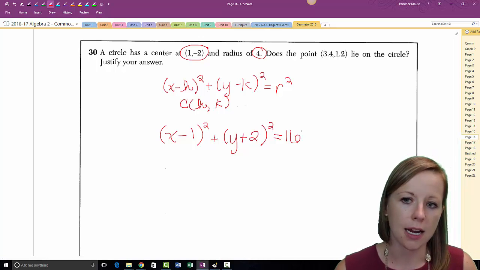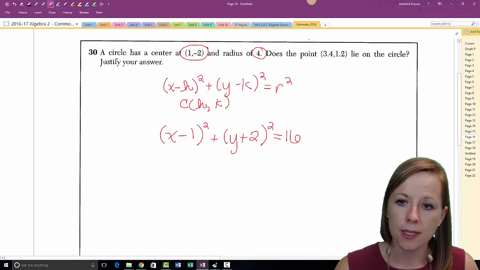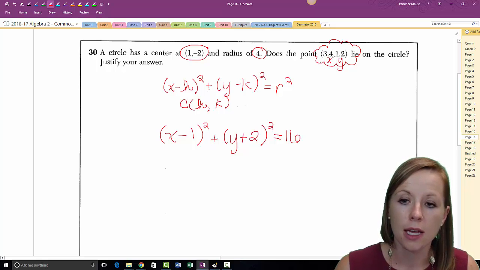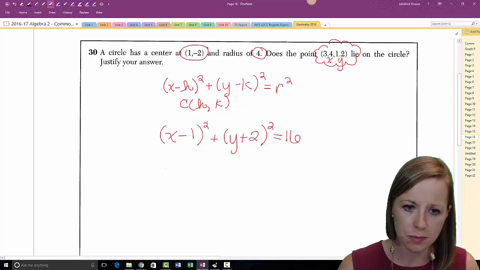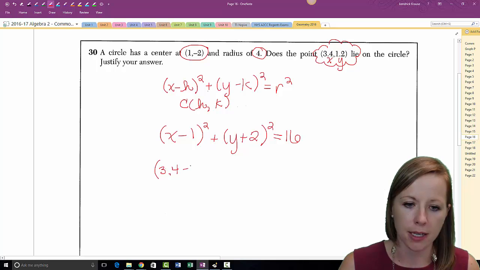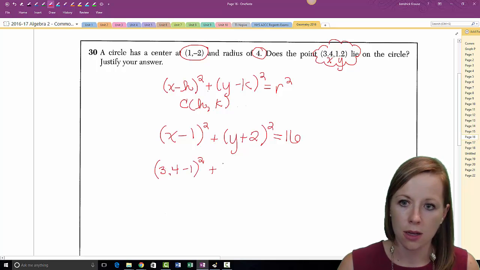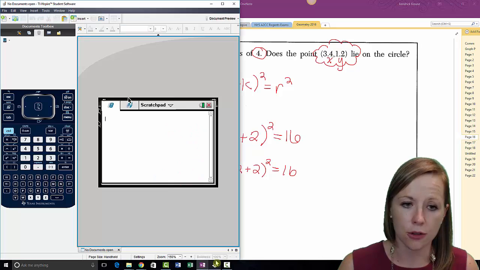Now, in order to decide if that point is on the circle, what this is giving you in math code, and I've said it already once during this test, is an x coordinate and a y coordinate. If you plug in for x and y, and that's a true statement, then that point is on the circle because the equation is true. So I have to go in here and say, okay, 3.4 minus 1 squared plus 1.2 plus 2 squared equals 16. So I need to go to my calculator for sure, right?